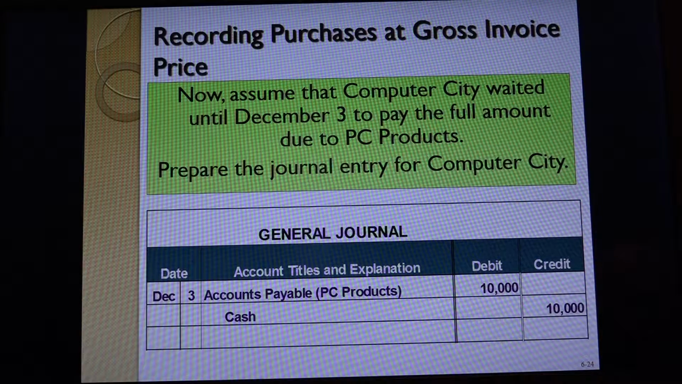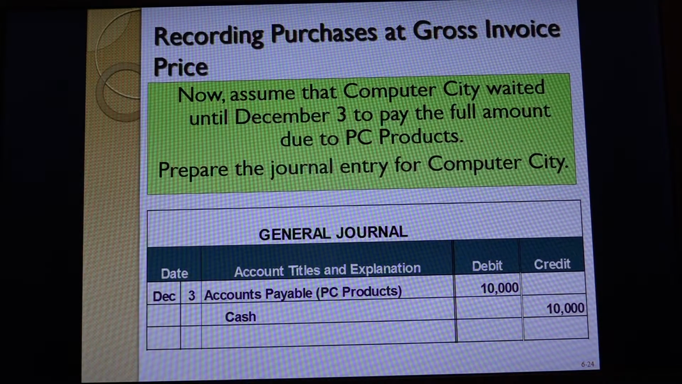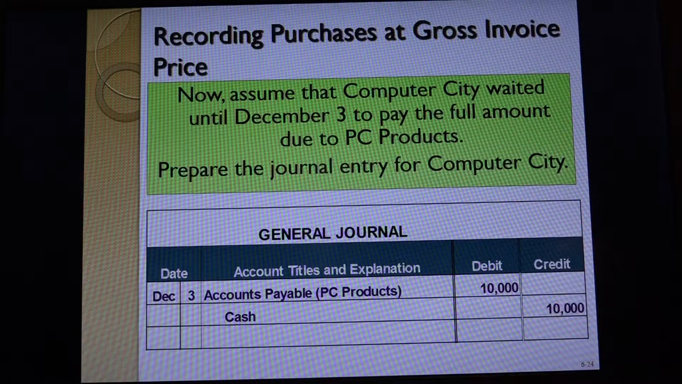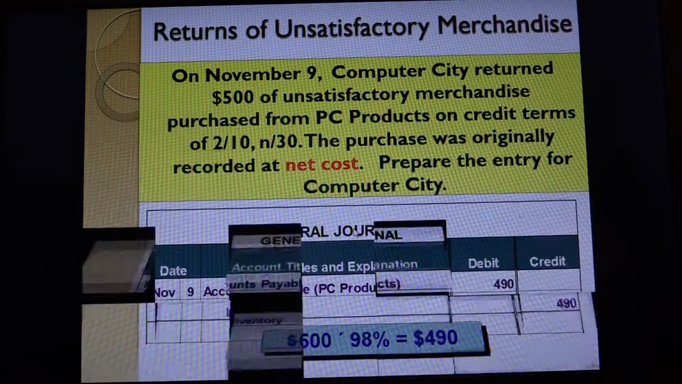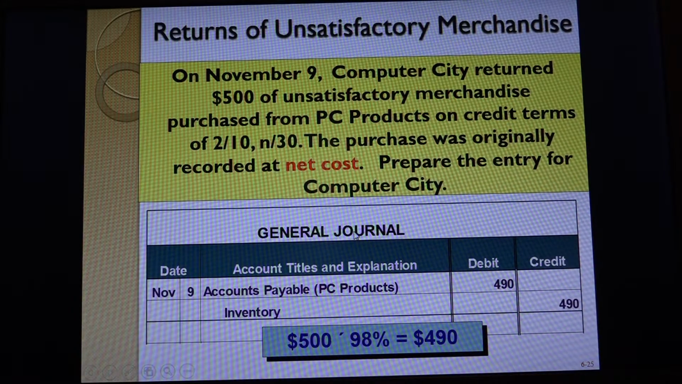Now, of course, if they wait too long and they can't take the discount, they would just pay the full $10,000 amount, and this would be their entry.